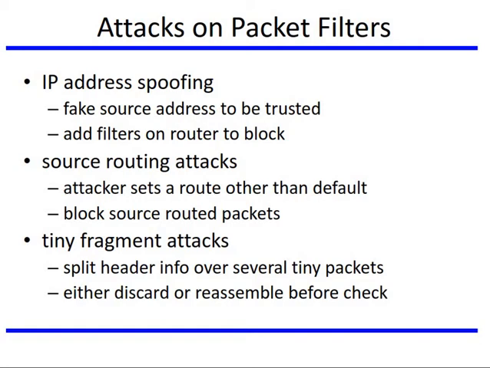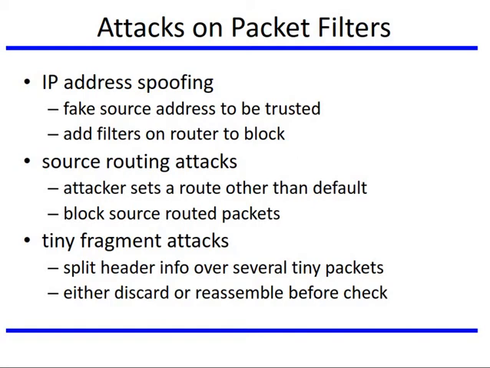The next type of attack is the source routing attack, where the source station will have a specific route to reach the destination. The attacker sets a route other than the default route. When the receiver identifies that this route is not the correct route set by the source for the destination, it will block all the source routed packets.